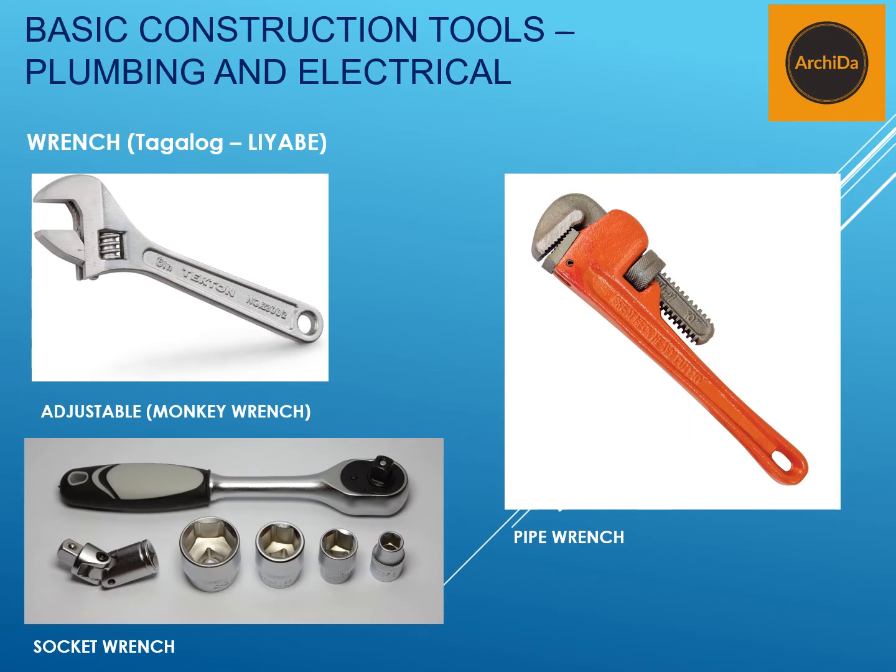Next, we go to the wrench. In Tagalog, it is called liabe. The picture on the top left shows an adjustable or what is called a monkey wrench. The reason why it's called a monkey wrench was before people believed that only monkeys are using these types of wrenches. The picture on the right side is called the pipe wrench, or in Tagalog it is called liabe tubo. The picture on the bottom left is the socket wrench. Although you may know that it is being used for mechanical or for cars, this is also used in construction.